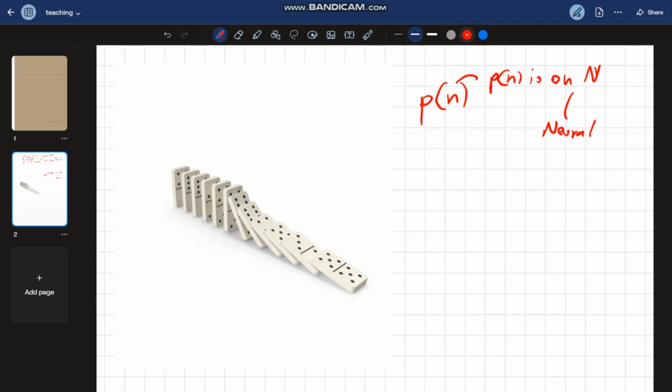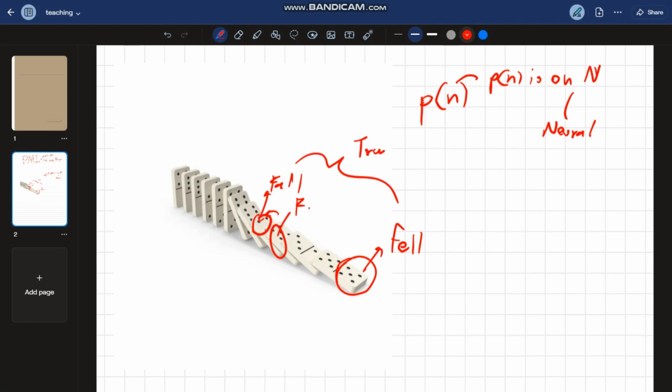In the domino analogy, if you want to prove that all the dominoes fall, first we look at whether the first domino falls. Then we check that if one piece falls, the next piece falls too. If those things are true, we can prove that all our dominoes will fall.